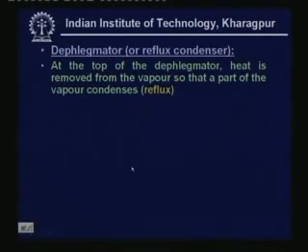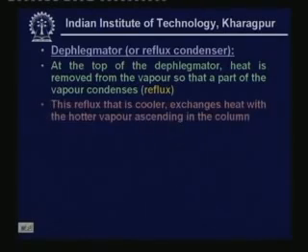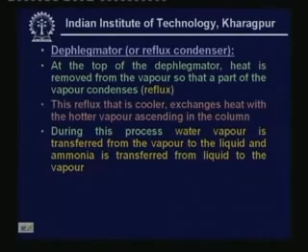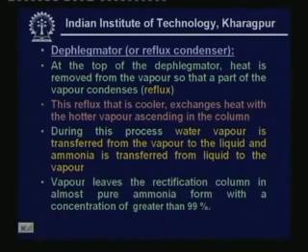So again, this is a summary of what I have explained. At the top of the deflagmator, heat is removed from the vapor, so that a part of the vapor condenses, which is known as reflux. This reflux, that is cooler, exchanges heat with the hotter vapor ascending in the column. During this process, water vapor is transferred from the vapor to the liquid, and ammonia is transferred from liquid to the vapor. And vapor leaves the rectification column in almost pure ammonia form with a concentration of greater than 99%.